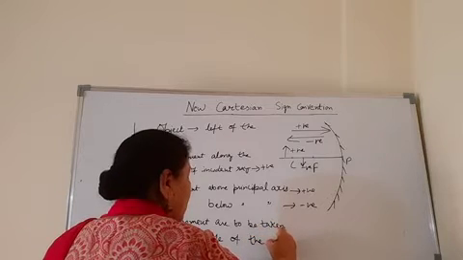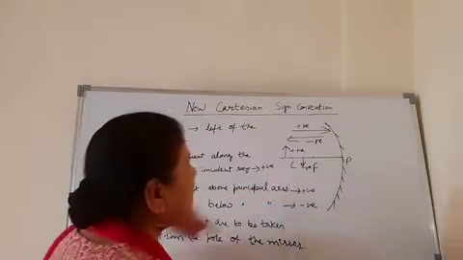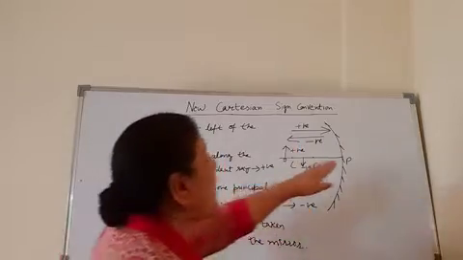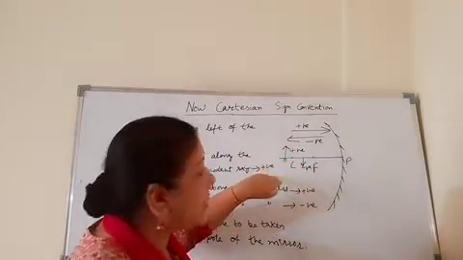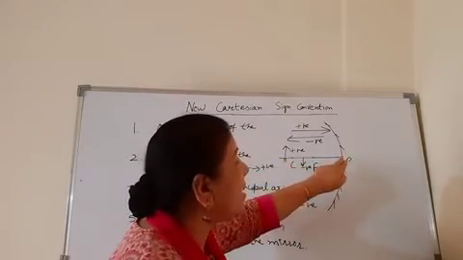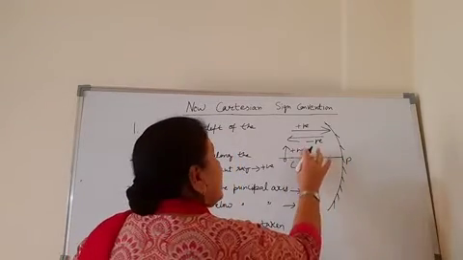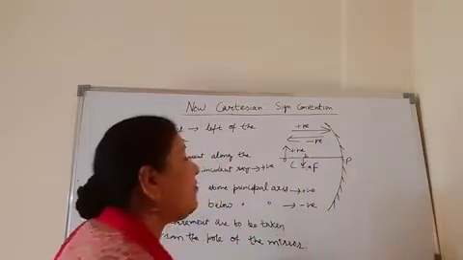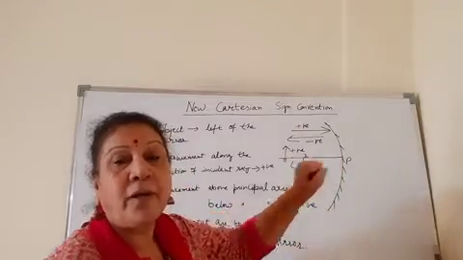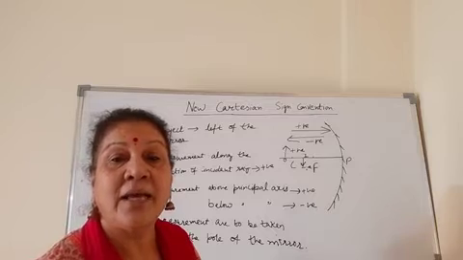Whatever measurements we take, let's assume this is PO, the position of the object. We will not measure it as OP, we will measure it as PO, so we have to start from P. Same if this is IP, the image distance, then we will take it as PI. So we have to take the measurements from the pole of the mirror. So this is all about the new Cartesian sign convention.